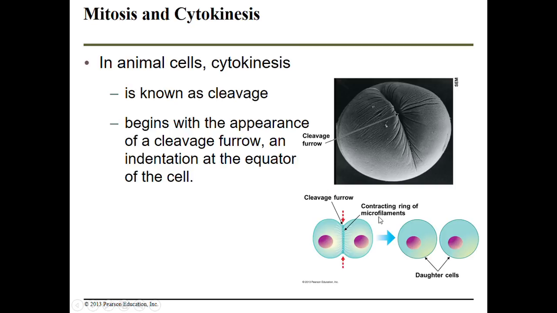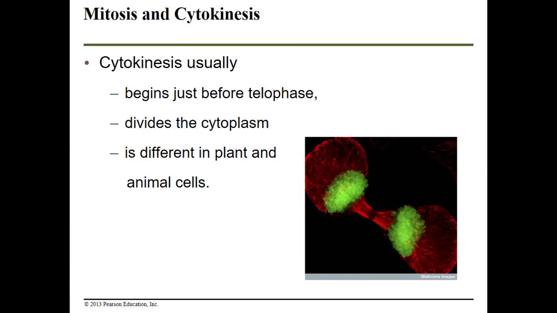So I just mentioned cleavage furrow. That's the ring here that's forming. And what happens is this ring contracts and pinches off, and that's how the two new cells are made. Here, the cytoplasm divides, fluids divide, organelles divide, both these two new cells.